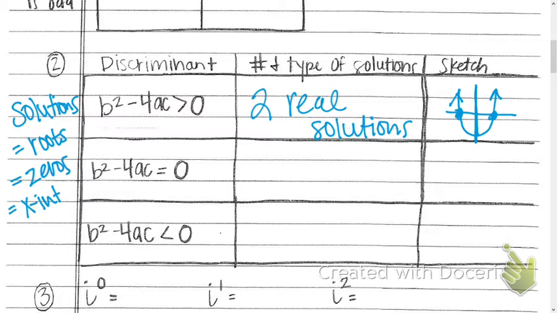Like this one right here that I'm looking at says, what is the solution? But the one after that says, what are the zeros? So you have to know that they all mean the same thing. Got it?